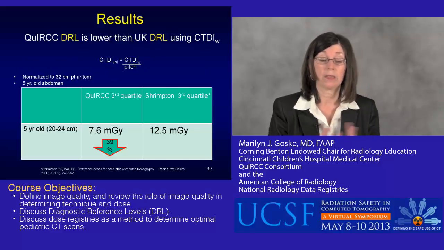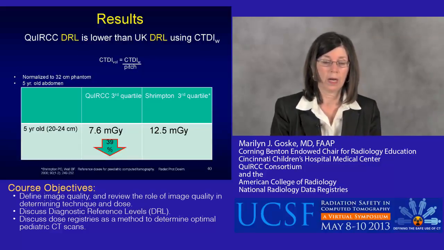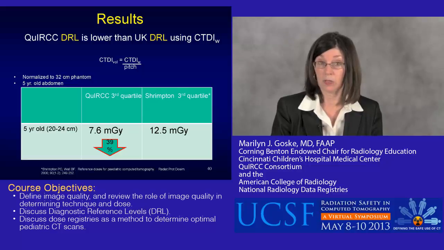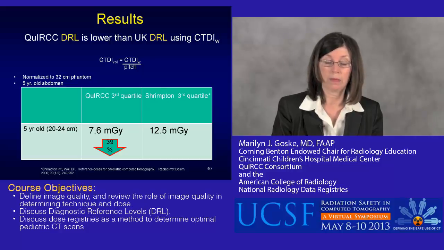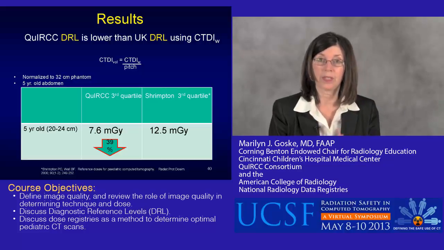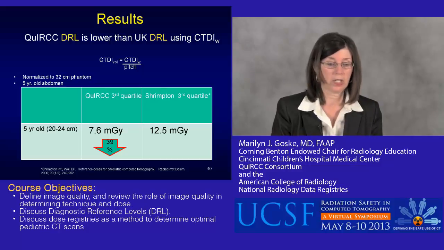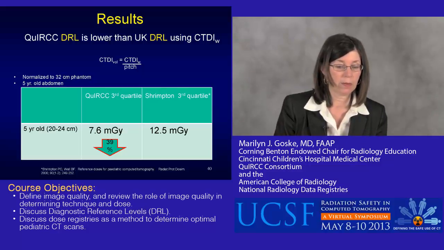And one of the things on this next slide that we found was that our 3rd percentile for a 5-year-old was 7.6 milligray. And here we use CTDIW. We converted it to what Dr. Shrimpton used. Quite a few years ago then, the 75th percentile was 12.5 milligray. So we can see that the radiation dose has dropped by 40%.